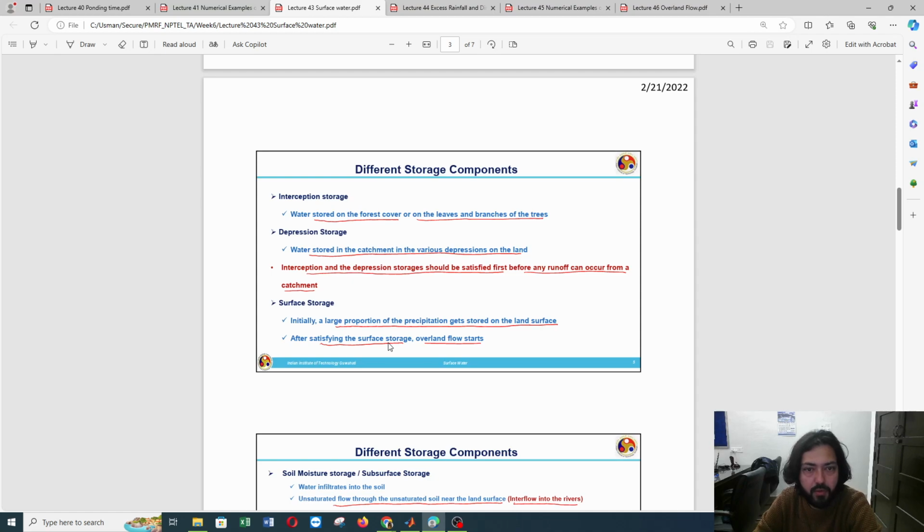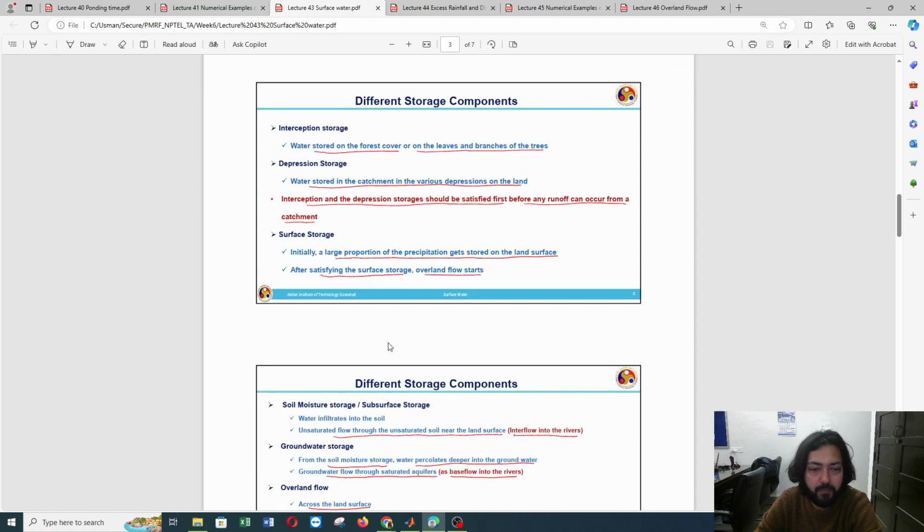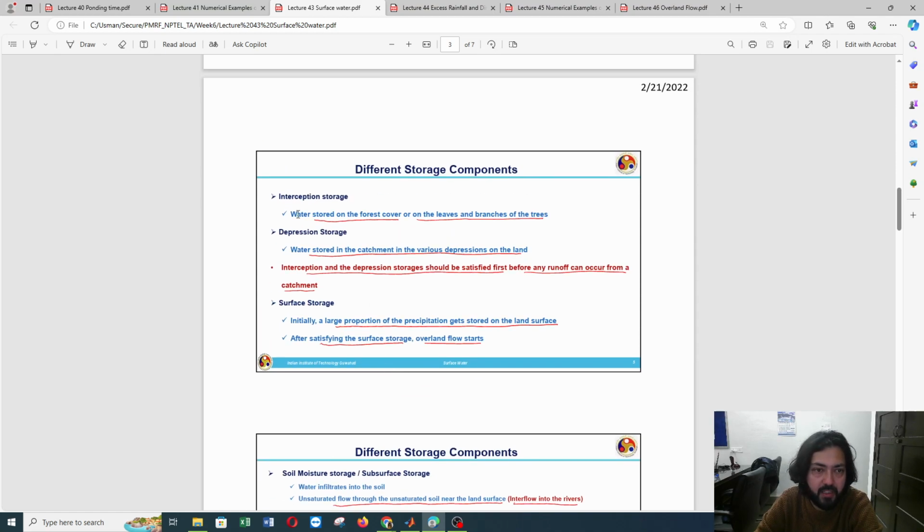Now there are different storage components, like where the water is being stored in a catchment. We can divide them into 5 stages. The first stage we can call interception storage. Interception storage means whenever rain occurs, obviously we have forest cover on the ground surface. So the water is not directly coming onto the ground surface. It is intercepted by the leaves or branches of the trees. That kind of storage is called interception storage.